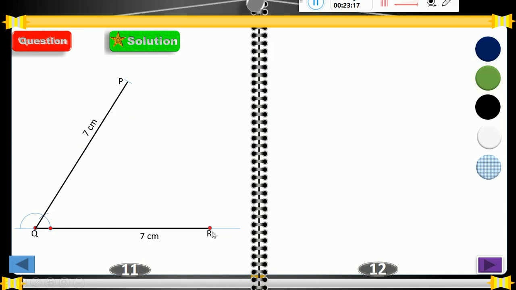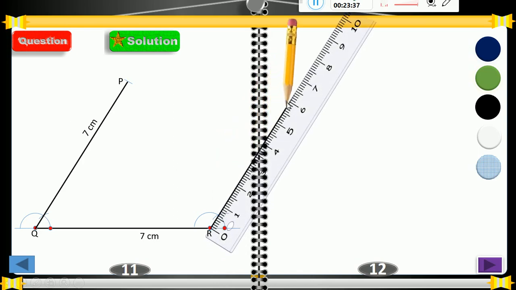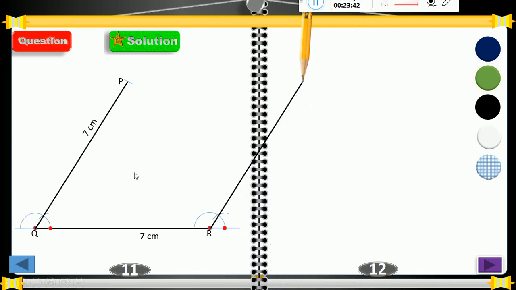With the compass at the point R, draw another arc. With the compass at this point, draw another arc so that we have copied this angle to this point. Place your ruler and draw. So this side is parallel to this. We label the point S, and that RS is 7 centimeters. So we are now going to join P to S.